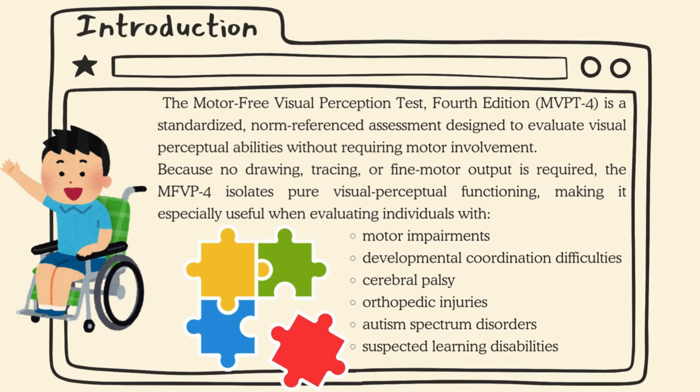Okay, so the Motor Free Visual Perception Test, 4th edition, is a standardized norm reference assessment designed to evaluate visual perceptual abilities without requiring motor involvement. Because no drawing, tracing, or fine motor output is required, the MVPT4 isolates pure visual perceptual functioning, making it especially useful when evaluating individuals with motor impairments, developmental coordination difficulties, cerebral palsy, orthopedic injuries, autism spectrum disorders, and suspected learning disabilities.